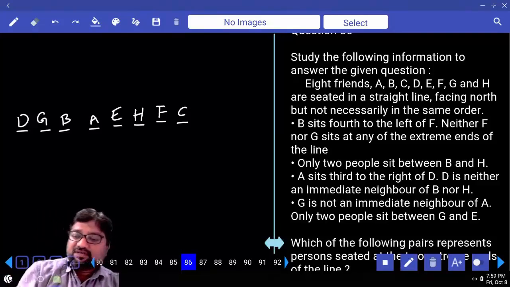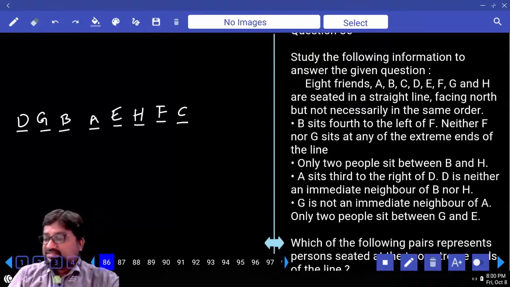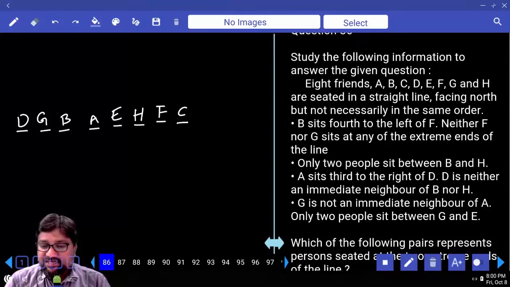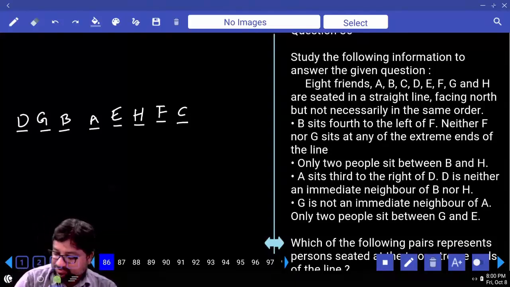Copy this fast. We'll go for coded inequalities. 91 to 95 are the questions from coded inequalities. We'll try those questions. Come on, fast. Let's get into the question from 91. Chalo.